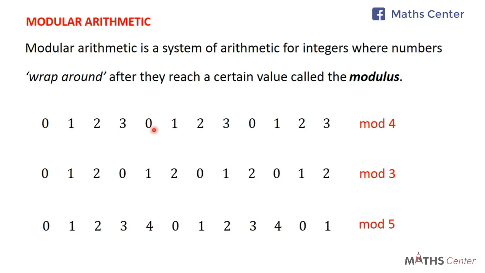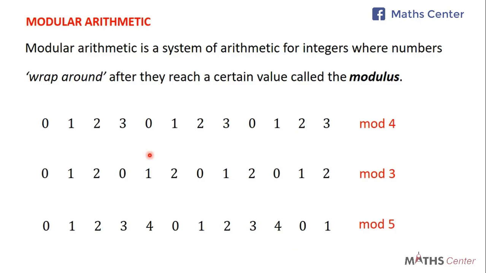In the first set, we can see that after we reach the number 4, the numbers will wrap around. So we say that these numbers are in mode 4, or the modulus is 4. In the second set, after we reach the number 3, the numbers will wrap around. So we say that these numbers are in mode 3, or the modulus is 3. And in the third set, the numbers wrap around after we reach 5. So the modulus is 5, or we say that these numbers are in mode 5.